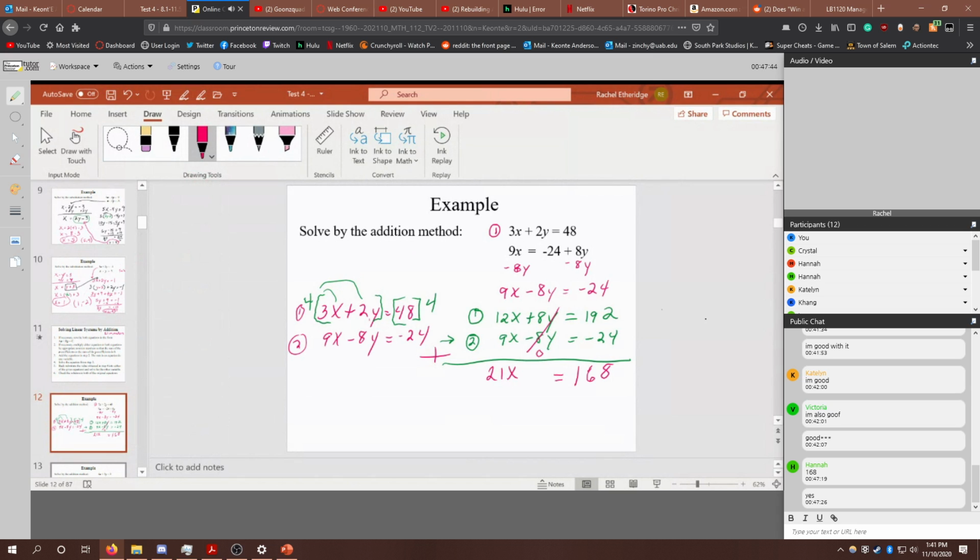So if I divide both sides by 21, I get x equals 8. Now I've got to back substitute into one of those equations, and it doesn't matter which one. I find that students make fewer mistakes if they find the one that's got all the positives. If there's one with all positives, students tend to make their mistakes with negatives. So I'm going to back substitute into equation 1.